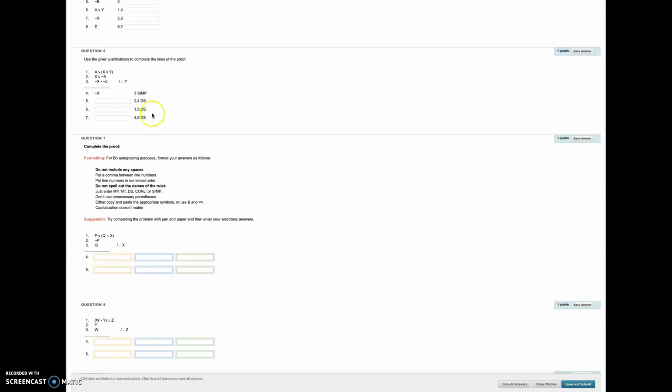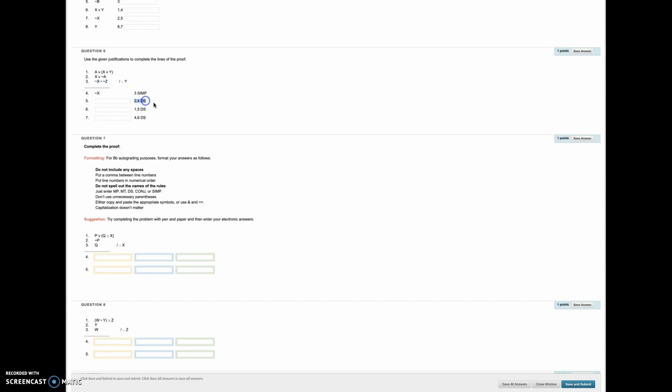Question 6 is the opposite. You're given the lines and the rule, and you have to figure out what you can derive. So our first one is done for us. We're looking at line 3, and we've used simp. If this conjunction is true, we know that not x has to be true as well.